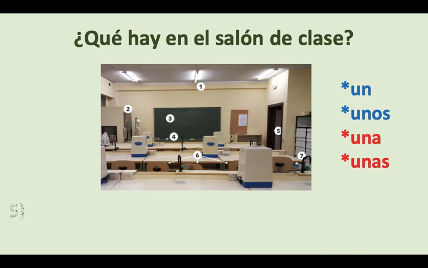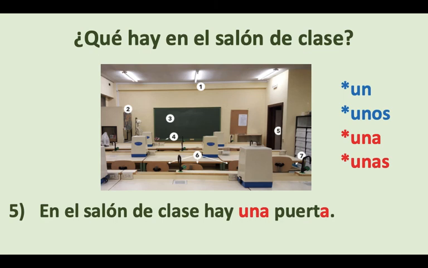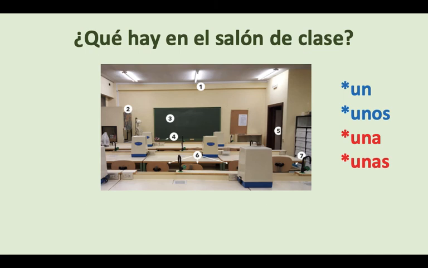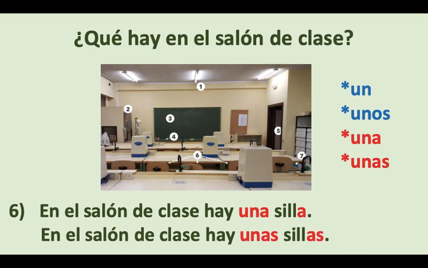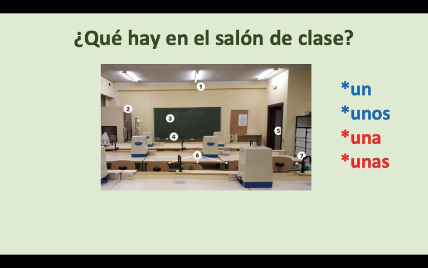¿Qué hay en el salón de clase número 5? En el salón de clase hay una puerta. ¿Qué hay en el salón de clase número 6? Two ways to say this one. See if you get them. En el salón de clase hay una silla. And en el salón de clase hay unas sillas. There are actually some seats, so we want to include the plural there.